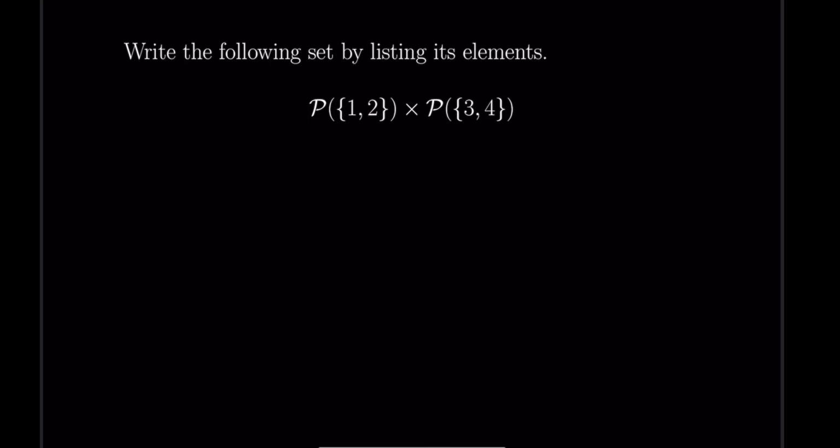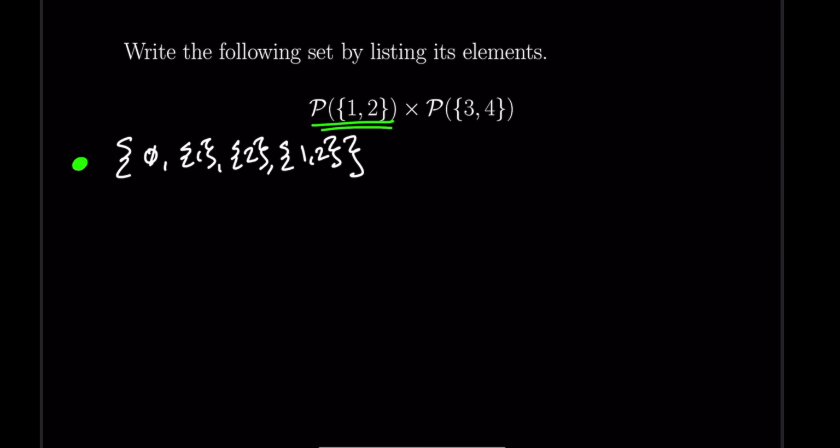Okay, so now let's look at this problem with the power set. We want to find the following set, or write the following set by listing its elements. So let's do these one at a time. Let's first find the power set of the set containing 1 and 2. So that'll be the empty set, the set containing 1, the set containing 2, and the set containing 1 and 2. Recall the power set is the set of all subsets.